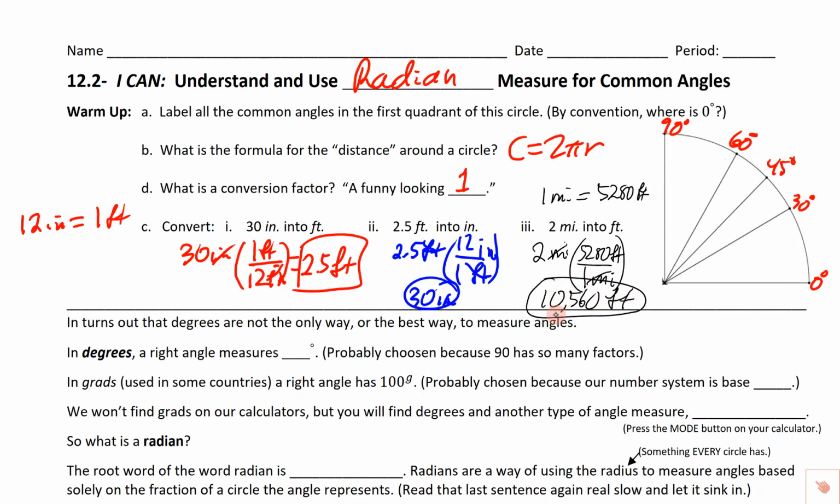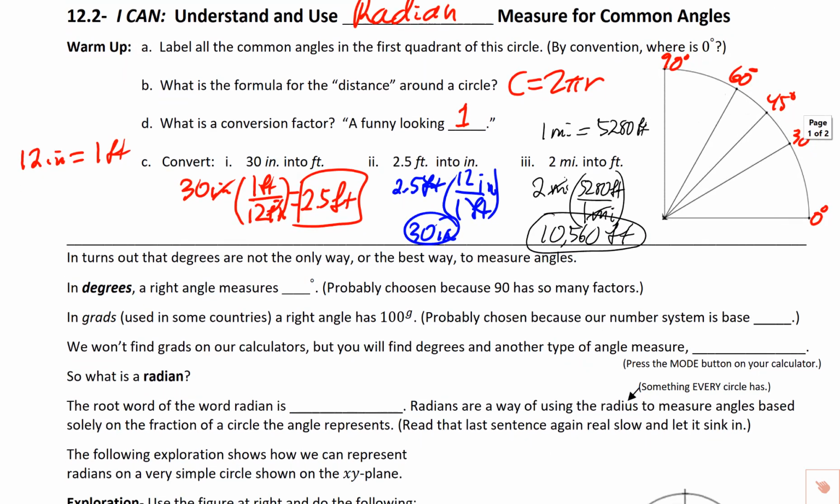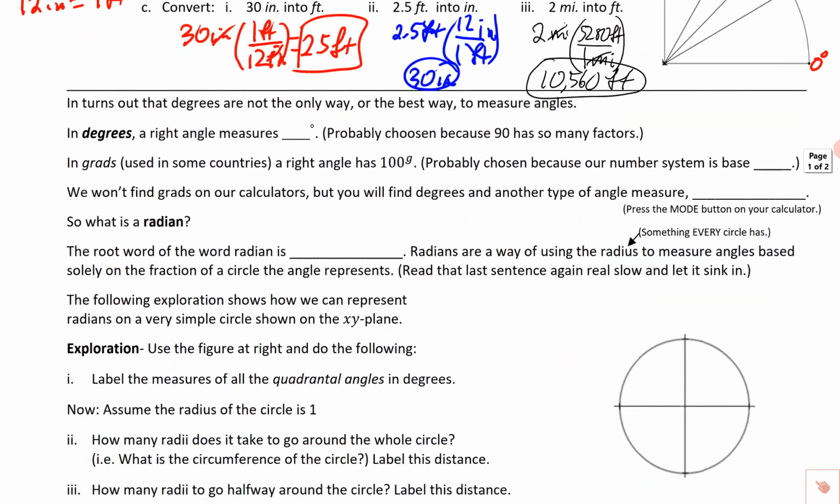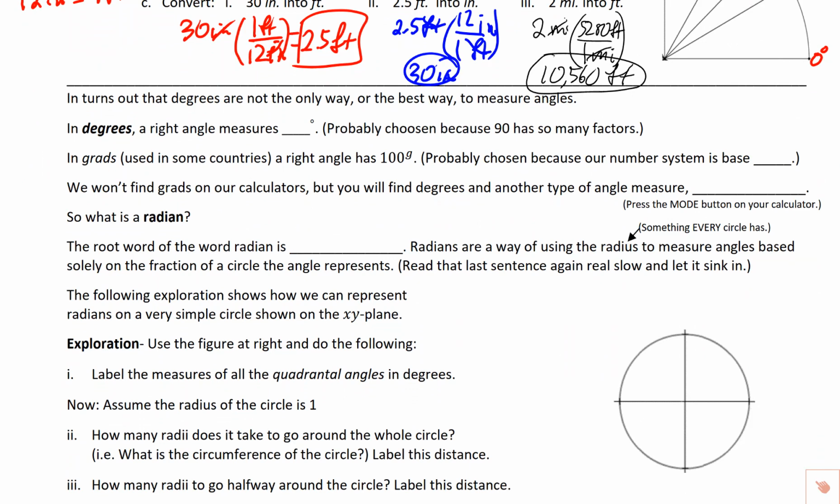Everybody good there? Okay, now, remember I said I need your patience here because we're going to go through and figure out some stuff, a different way to measure angles. So, degrees are not the only, and they're definitely not the best way to measure angles. They're by far what most people are familiar with, okay? But here's how it worked. Degrees, right angle, 90 degrees. They probably chose this centuries ago because 90 has so many factors, okay? So degrees are one way to measure them.